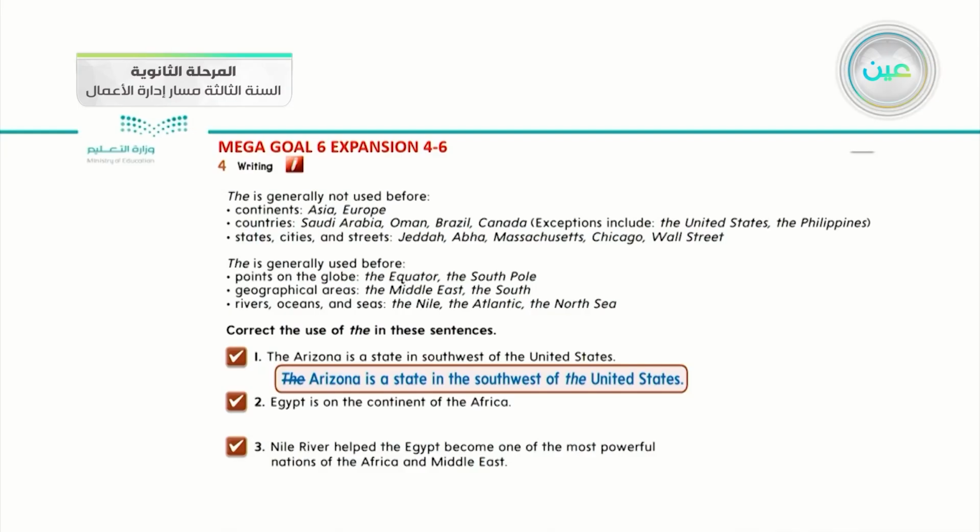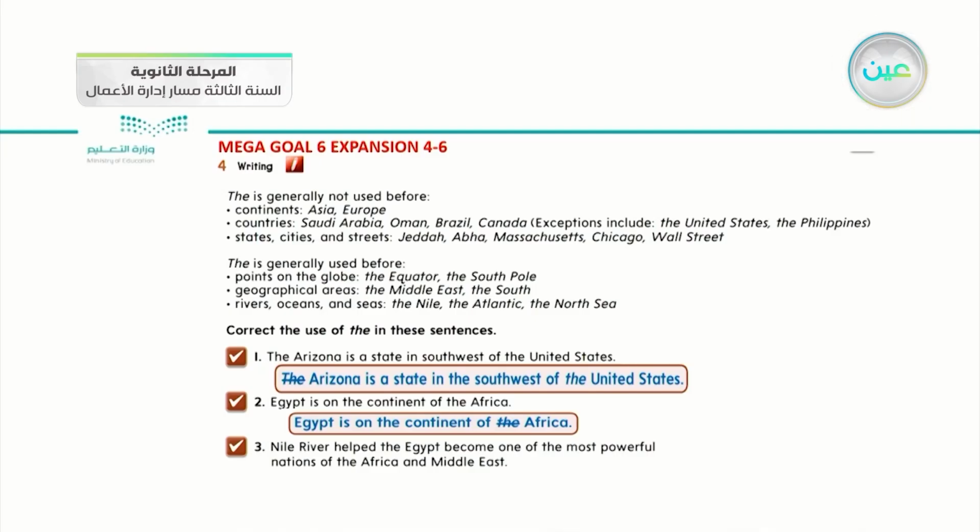Okay, number 2. Egypt is one of the continent of Africa. What do you think it is? We can say Egypt is one of the continents of Africa, directly without "the". We should omit it, because Africa is from what? Continents, as I said before, for example Asia and Europe and so on.